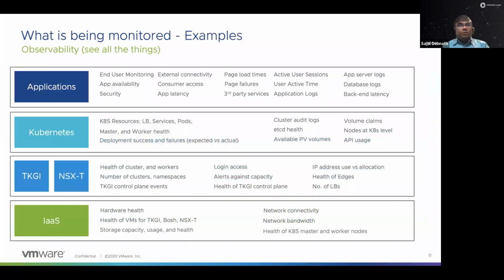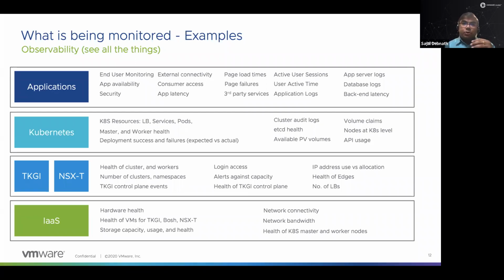So now let's come to what is being monitored, because the thing is what to monitor, and then who is monitoring what. That is very important. For example, in the virtualized infrastructure layer, you check the hardware health and the health of the VMs, which includes the management components of the Kubernetes layer. And then you have the TKGI layer, where you monitor the health of the clusters, the workers, the number of clusters that are in the environment, the namespaces, all of that.